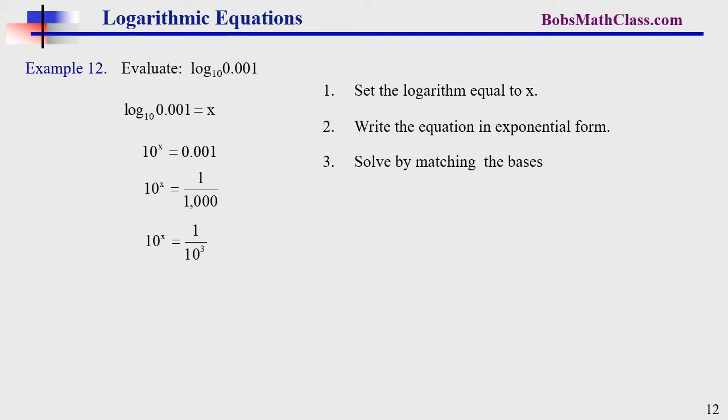So 10 to the x equals 1 over 10 cubed. How do we bring the exponent up, the whole term up? Right, a negative. So therefore our answer is -3.